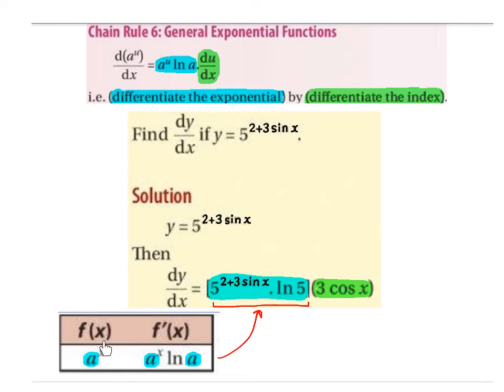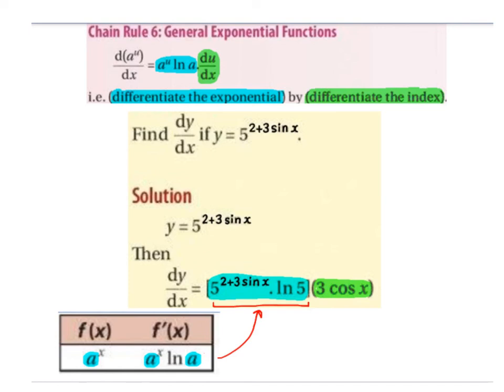So a to the power of x is our f of x, then f prime x is a to the power of x natural log a. So we swap both of these a's for 5. So we get 5 to the power 2 plus 3 sine x multiplied by the natural log of 5. So here we are differentiating the outside, or differentiating the exponential. Then we multiply that by the derivative of the index. So the index is 2 plus 3 sine x. To differentiate 2, you get 0. And to differentiate 3 sine x, you get 3 cos x. So this is our answer.